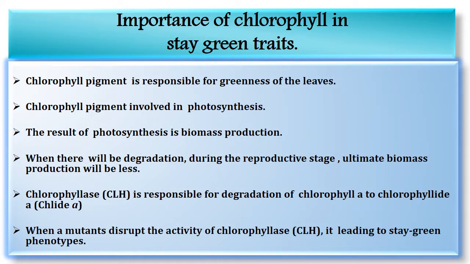The importance of chlorophyll in the stay-green trait. Chlorophyll pigment is responsible for greenness in the leaves. This pigment is involved in photosynthesis, and the result of photosynthesis is biomass production. When there is degradation during the reproductive stage, ultimate biomass production will be less. Chlorophyllase is responsible for degradation of chlorophyll to chlorophyllide. When mutants disrupt the activity of chlorophyllase, it leads to a stay-green phenotype.